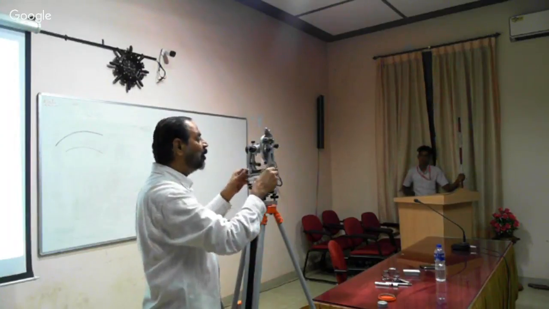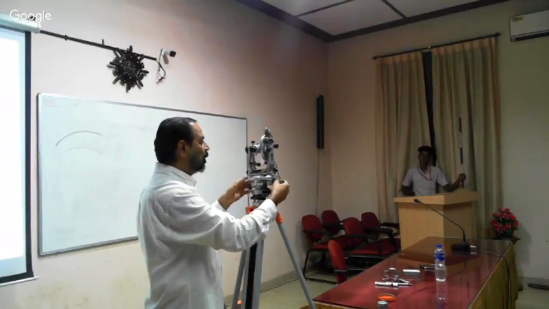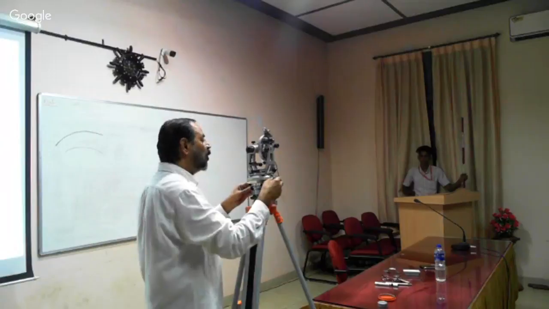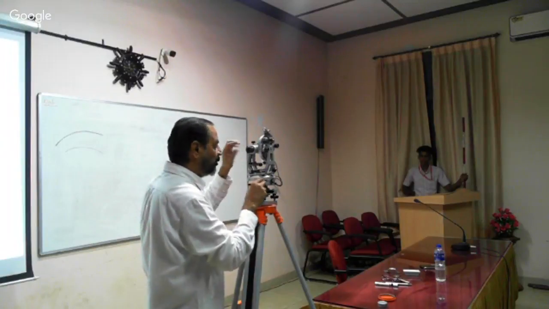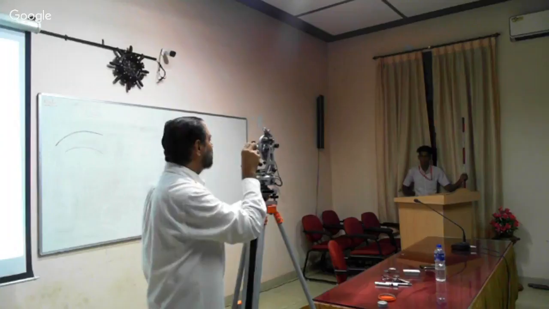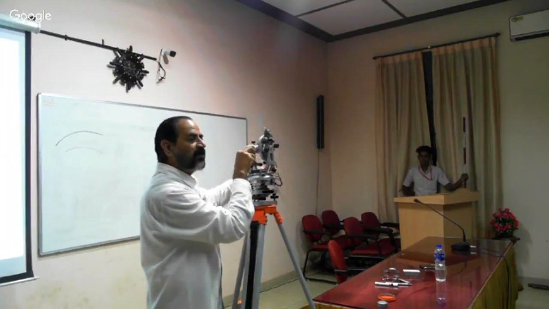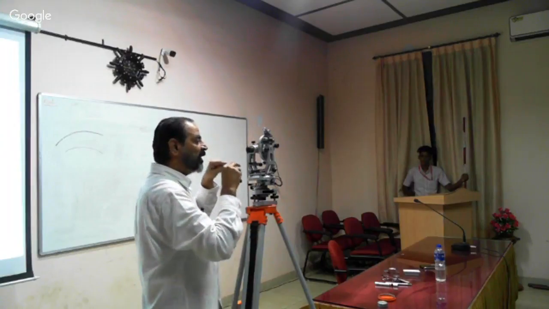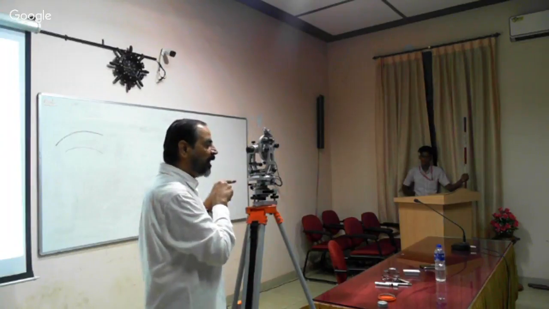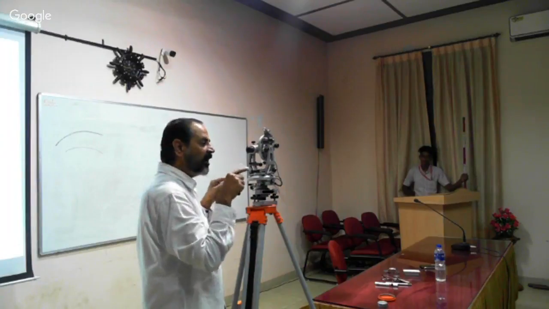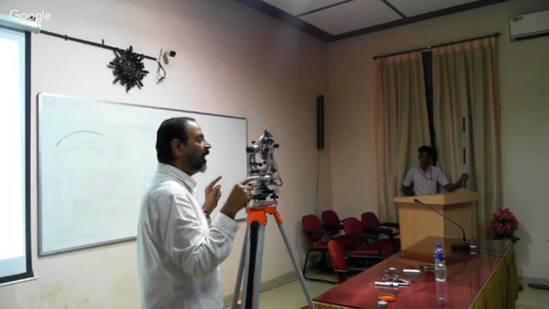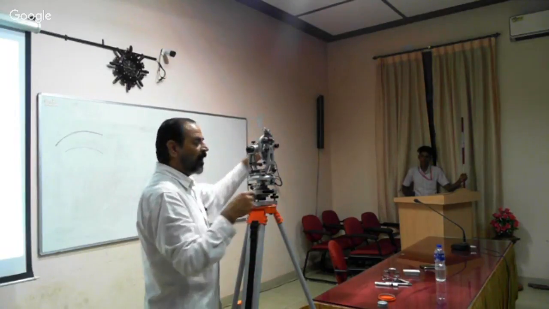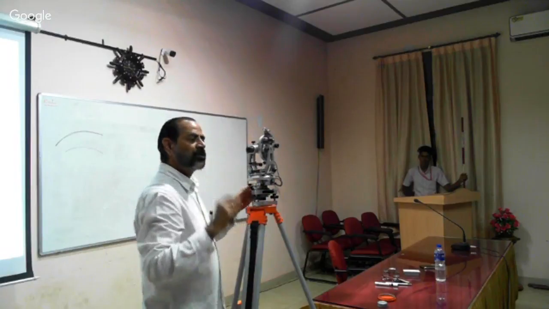Now bisect the object A, and with the tangent screw make the exact bisection of the object. Now in this position the instrument is level, vernier A reads 0, vernier B reads 0 and 180, the telescope is directed to the object A, and both the clamps are closed.